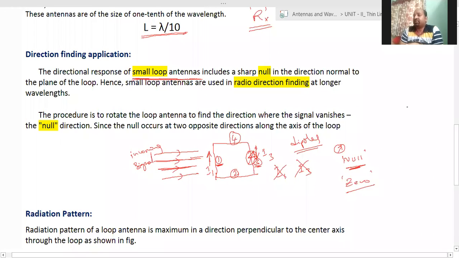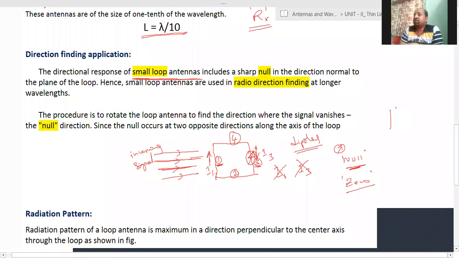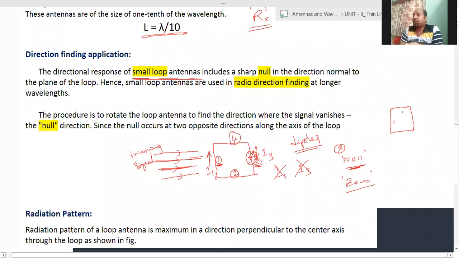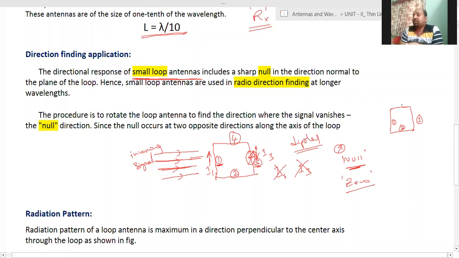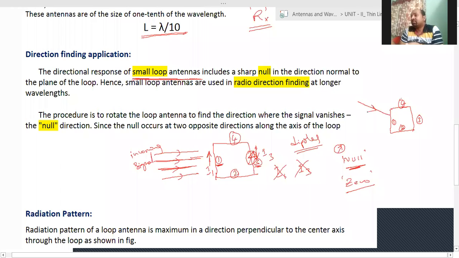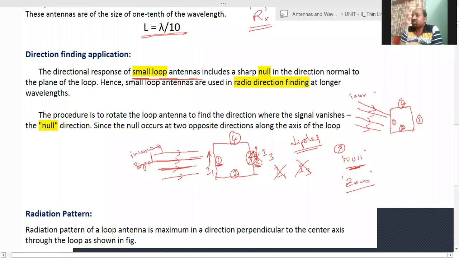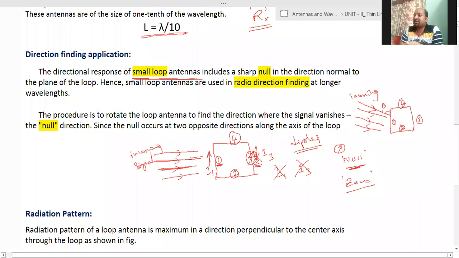On the other hand, let us say this is the square loop antenna, with side 1, side 2, side 3 and side 4, and these are the incoming signals. These incoming signals make an angle theta with side 1 and side 3.